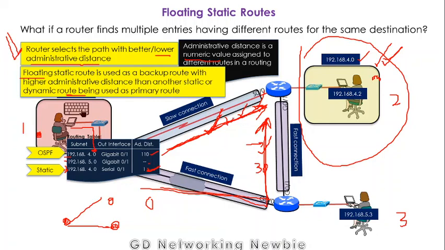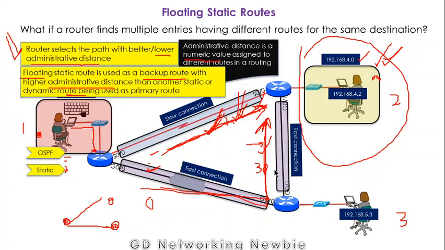But as soon as the primary link fails, or the primary route fails, this backup route will come into play, and it will work. So it will do the job. So this is the definition of a floating static route. This is used as a backup route with a higher administrative distance, and another static or dynamic route is used as the primary route. This route may come statically or dynamically, but that will be used as the primary. As soon as this fails, the backup route will come into play, and it will start working.